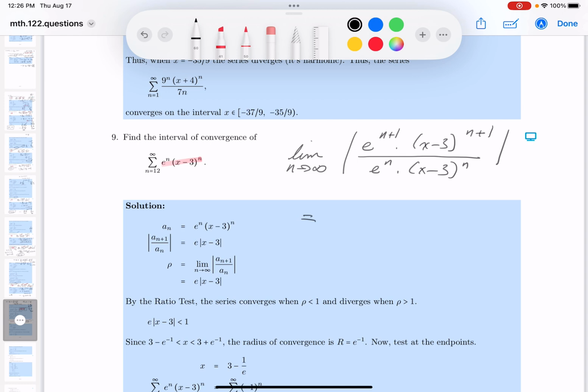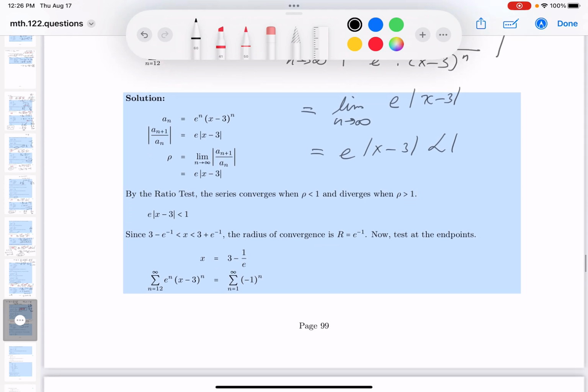Let's take a look at that. You're going to get e, which is a constant, times the absolute value of x minus 3. What's that limit? It's e times the absolute value of x minus 3. That's supposed to be less than 1. All right, let's see if we can work on that. And what does that mean?